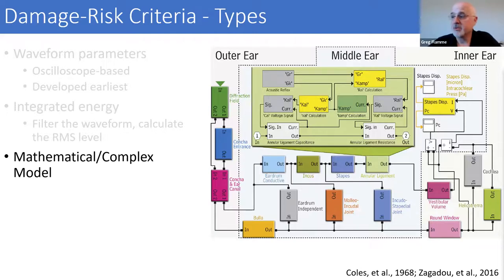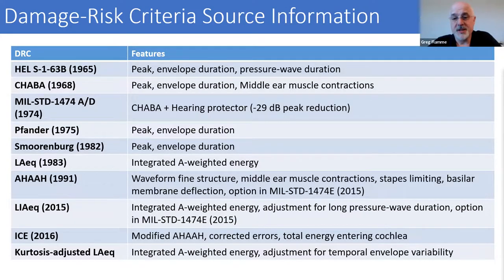Each of these kinds of damage risk criteria, next slide, are present in a number of rules that can be used right now. Taking a look through this, it's a bit of a walk through history, but you can see that the first few of these are based on parameters. LAEQ in 1983, that's an integrated A-weighted sound energy, so applying the filtering that Don mentioned earlier. And then some of the other models that are out there, AHA and ICE, for example, those are the computational models that I mentioned just a moment ago, the mathematical complex models.